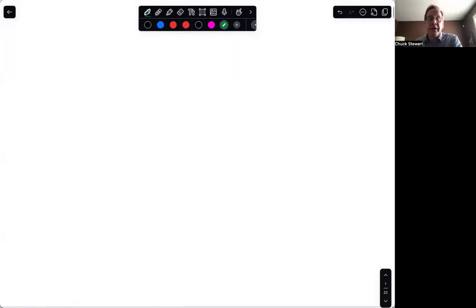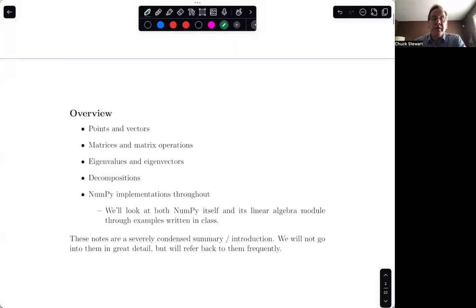So this is background on linear algebra. This is a very quick, condensed summary introduction. We will not go into great detail, but we will refer back to a lot of these things frequently. So we're going to talk about points, about matrices and matrix operations, about eigenvalues and eigenvectors, about various types of matrix decompositions, and we'll look at NumPy throughout, or at least mention NumPy implementations throughout.